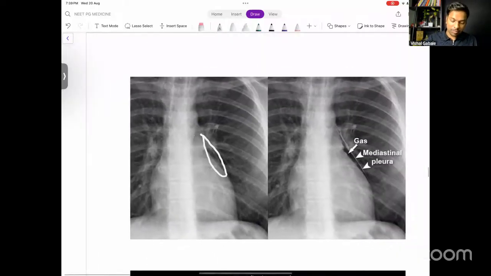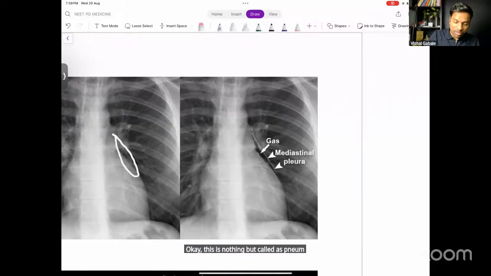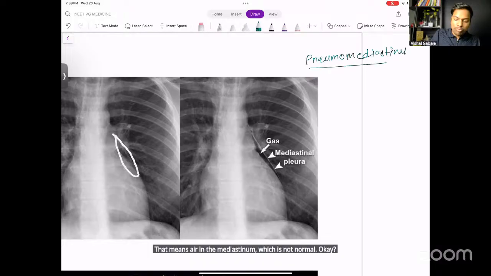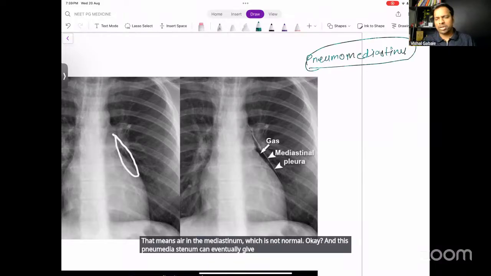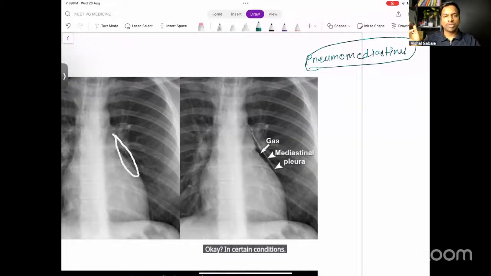This is nothing but called pneumomediastinum. That means air in the mediastinum, which is not normal. And this pneumomediastinum can eventually give rise to pneumothorax also. In certain conditions, this pneumomediastinum can be seen.